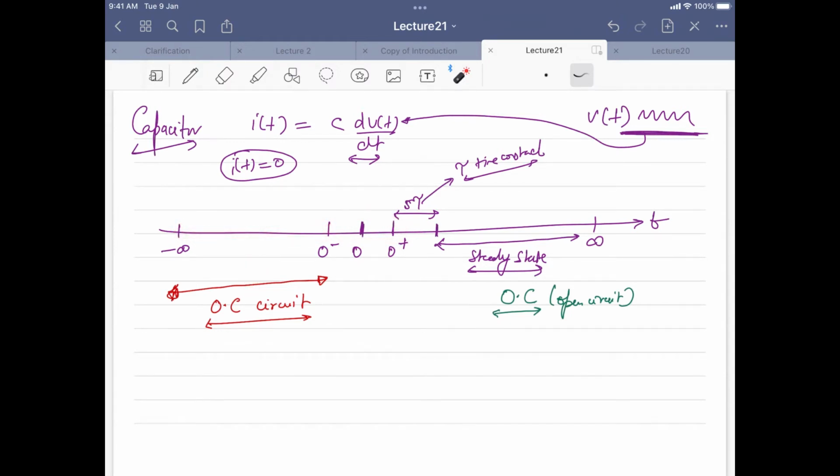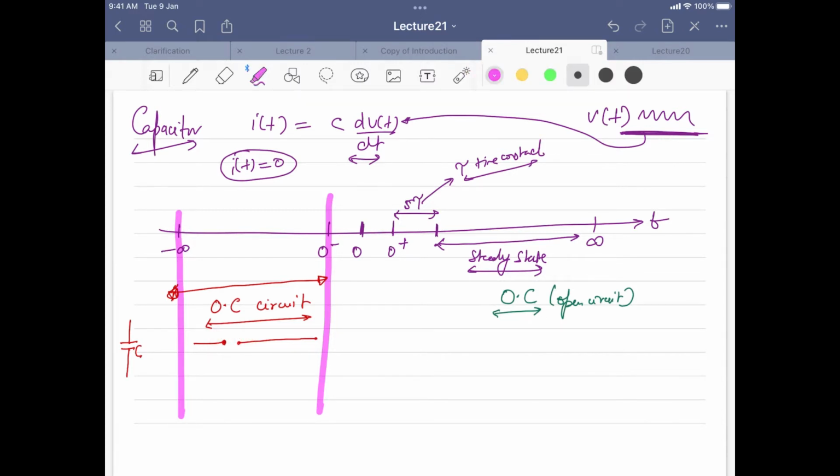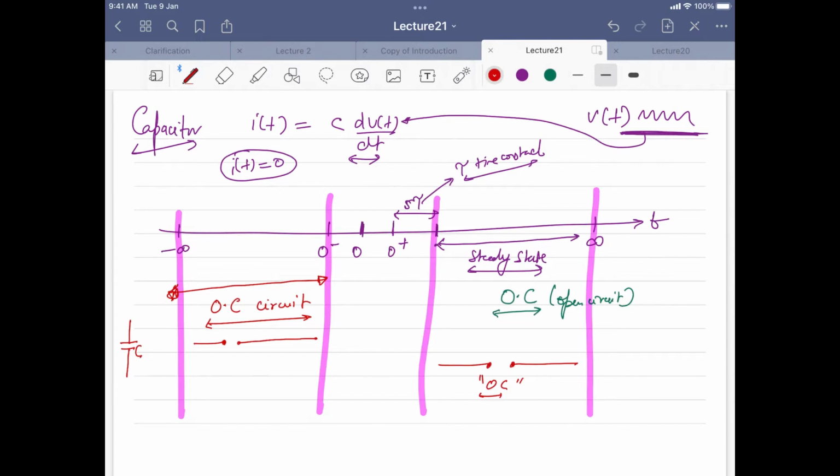Okay. Now I think what we can do is we can replace the capacitor, which is over here, with an open circuit like this if it is between minus infinity to 0 minus. And similarly, if it is between 0 plus, or you can say 5 time constants to infinity, again it will be an open circuit. Okay. Now the important part comes when it is switching the actions, like when your switch is closed.